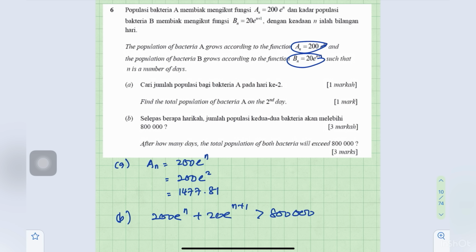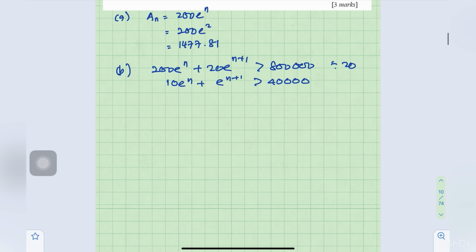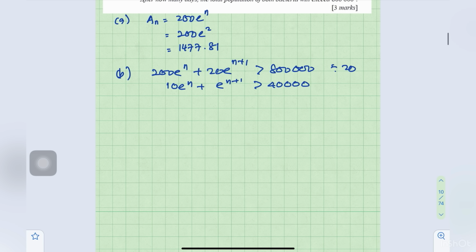Okay, so kita boleh simplify. Kita boleh simplify ni all divided by 20. So, 200 divided by 20 is 10 e power of n. So, 20 divided by 20, e power of n plus 1. So, more than 40,000. Okay. So, then kita simplify lah.